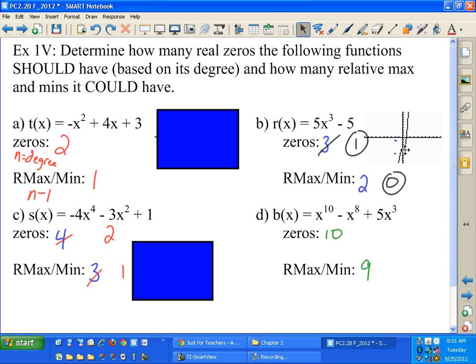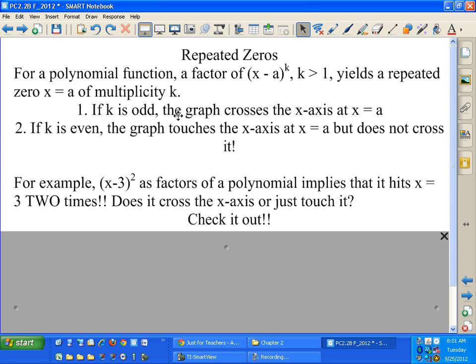So this is what we're talking about with our odd function, is that it crosses the x-axis at x equals 4. If we have an even function, if k is even, the power is even, then we could end up with having it just come down and touch the x-axis. So here's an example of an even function, x minus 3 squared.